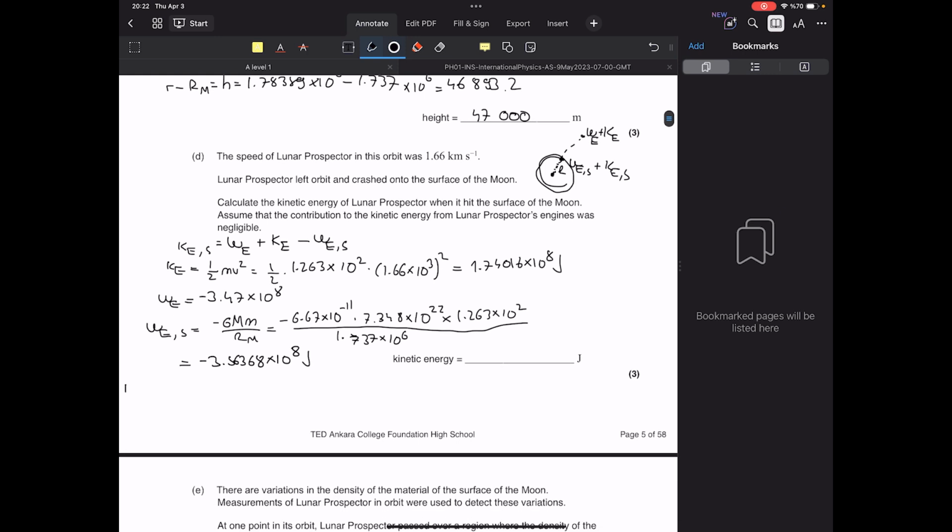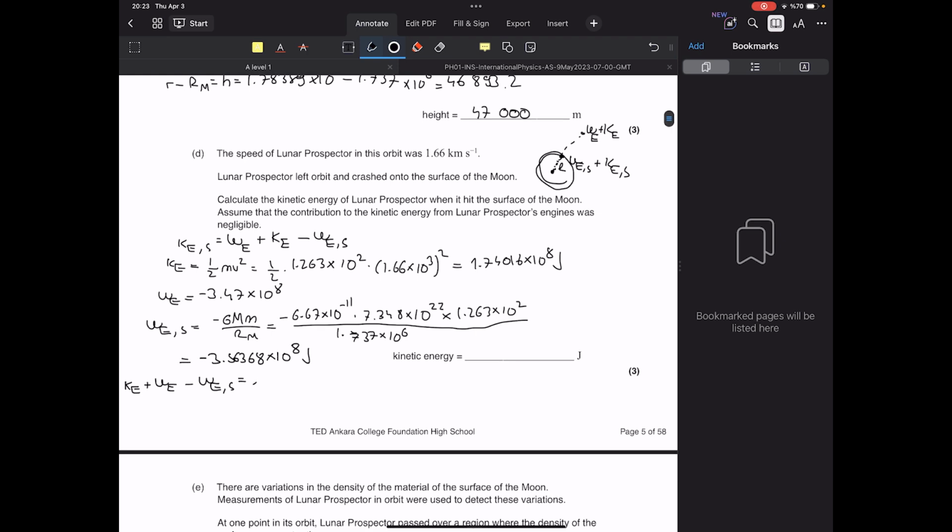So now the kinetic energy plus the potential energy at orbit minus the potential energy at the surface will be 1.74016 times 10 to the 8 plus negative 3.47 times 10 to the 8, and minus that negative value, which gives us the answer of 1.83384 times 10 to the 8 joules, which to 3SF is 1.83 times 10 to the 8.